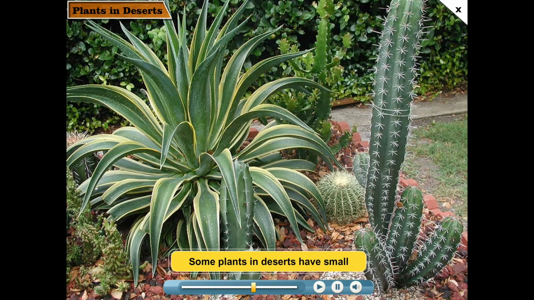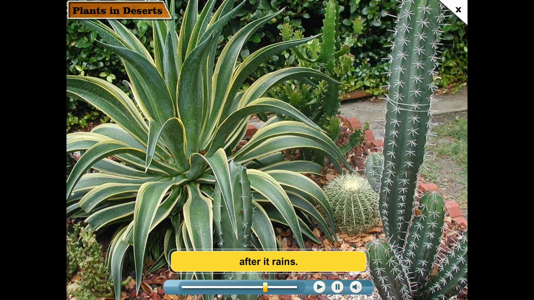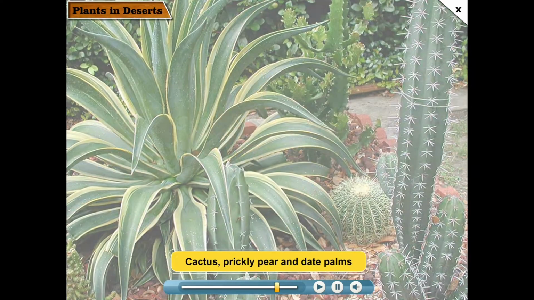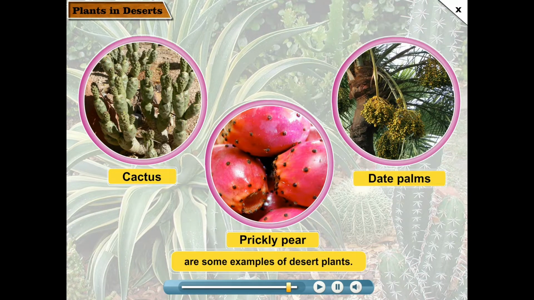Some plants in deserts have small seasonal leaves that grow only after it rains. The lack of leaves helps them reduce water loss. Cactus, prickly pear, and date palms are some examples of desert plants.